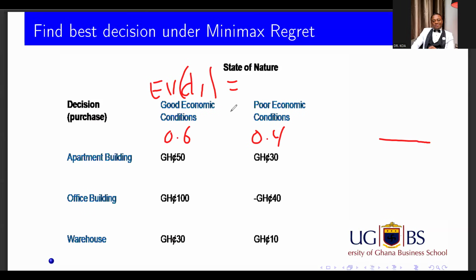So it's going to be 0.6 times 50 plus 0.4 times 30. Then you calculate that and put it down. I want you to do that for all 3 and tell me the answers for each one of them. When you finish, you raise your hand. For all 3.